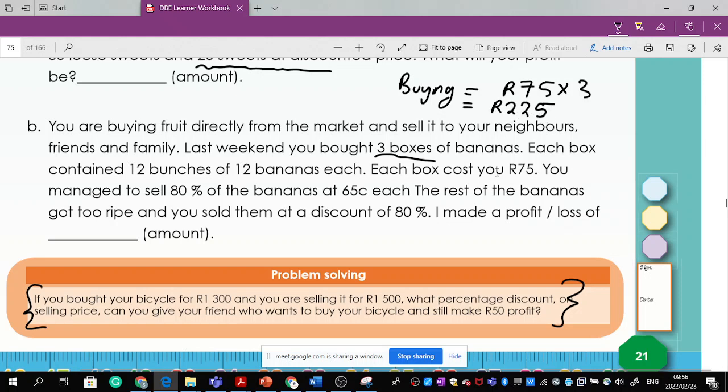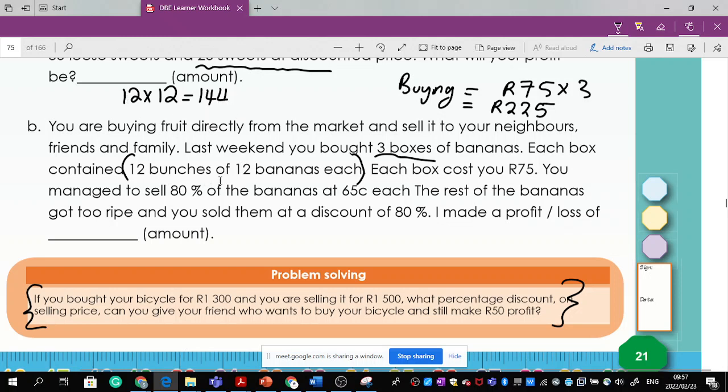All right. Then, you managed to sell 80% of the bananas at 65 cents each. So how many bananas do we have in total? Are you saying in the boxes, ma'am? Yes, in the 3 boxes. Do you use multiplication or addition? So in each box, you have 144 bananas. Do you see that?